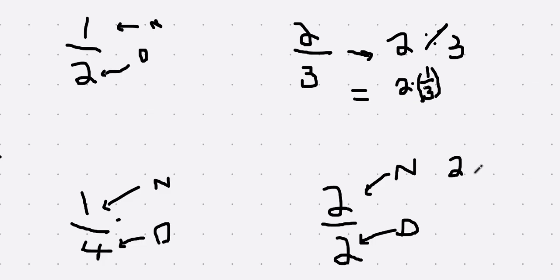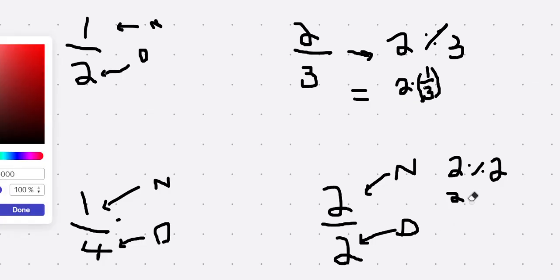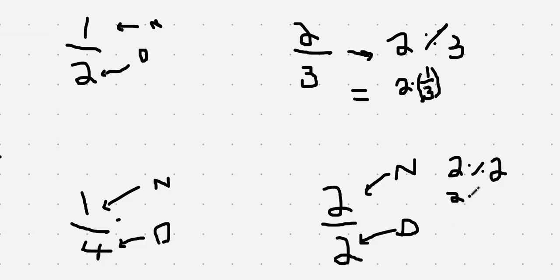You can either do 2 divided by 2, or you can do 2 times 1 over 2. And both of these ways are equivalent to 2 over 2. So this is 2 over 2, this is 2 divided by 2, and this is 2 times 1/2. These are three different ways to write the same thing.